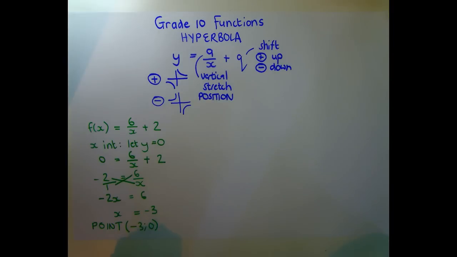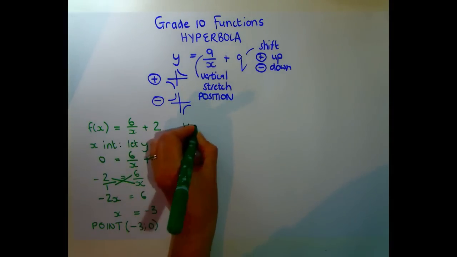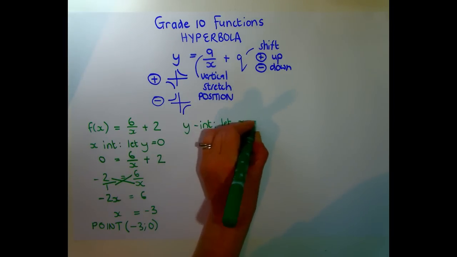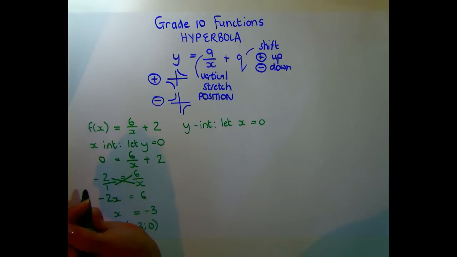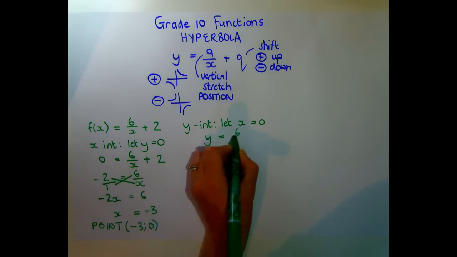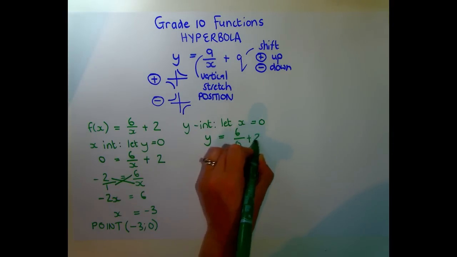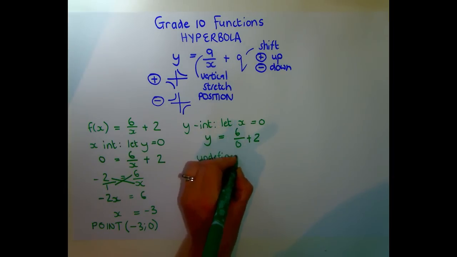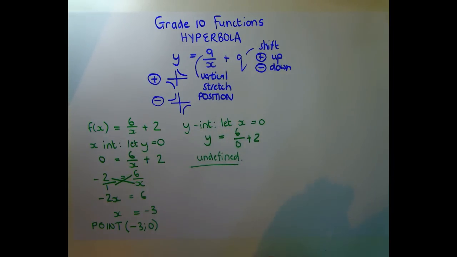Okay, so what happens with the y-intercept? This is an interesting question. If I try to work it out and I let x equal 0, I have a big problem because that means that I have 6, so I'm going to say y equals 6 over 0 plus 2. This is undefined. And that's important because that will help us understand something else that's very special about a hyperbola.